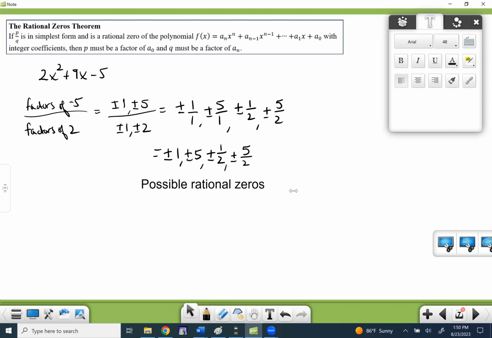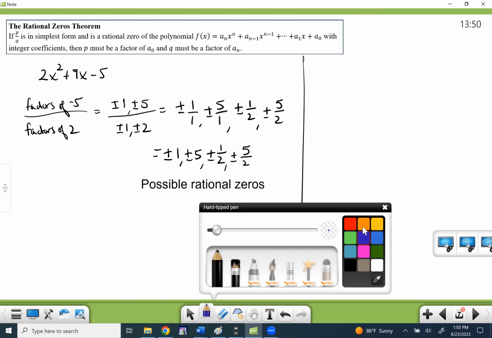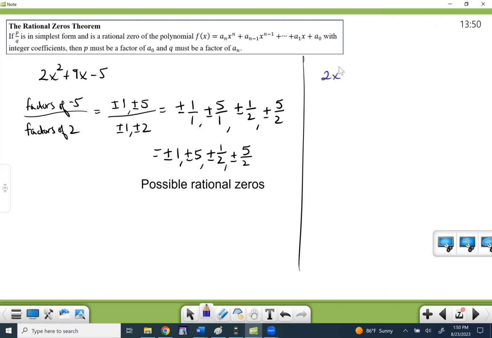All right, so let me do this the old-fashioned way to show you that this works. The way we would do it normally anyways is we would have taken this 2x squared plus 9x minus 5, and we would have factored it. We probably would use the AC method on this. So 2 times -5 is -10. We're looking for things that multiply to make -10, but add to make the middle number of 9. So that's got to be 10 and -1. 10 times -1 is -10. 10 plus -1 is 9.